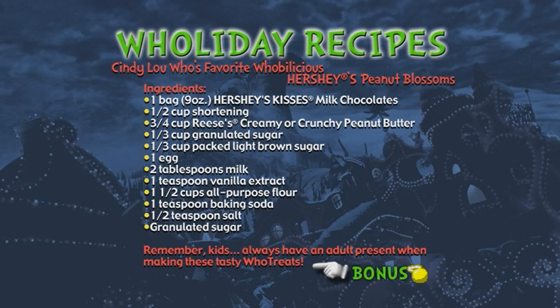Ingredients: 1 9-ounce bag of Hershey's Kisses milk chocolates, 1 half cup shortening, 3 quarter cup Reese's Creamy or Crunchy Peanut Butter, 1 third cup granulated sugar, 1 third cup packed light brown sugar, 1 egg, 2 tablespoons milk, 1 teaspoon vanilla extract, 1 and 1 half cups all-purpose flour, 1 teaspoon baking soda, 1 half teaspoon salt, granulated sugar. Remember, kids, always have an adult present when making these tasty Who treats. Press the left arrow key to go to the previous page. Press the Enter key to return to the Bonus Materials menu.